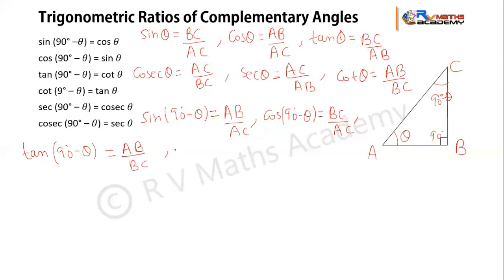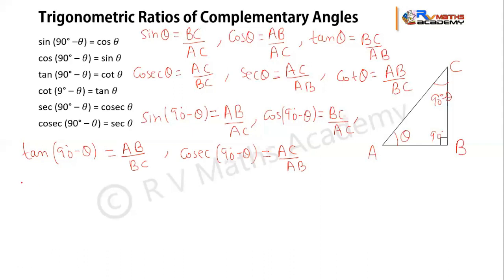Now I have written sine, cos, tan. Now next one is cosec. So cosec 90 degree minus theta. We know that cosec is a reciprocal of sine. So we can write cosec 90 degree minus theta is equal to AC upon AB.